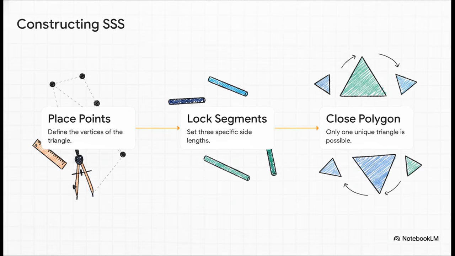If you use those 3 exact lengths, there is literally only one unique triangle you can possibly build. Sure, you can rotate it or flip it, but the actual shape of the triangle is permanently forced by those 3 fixed side lengths. It's locked in.